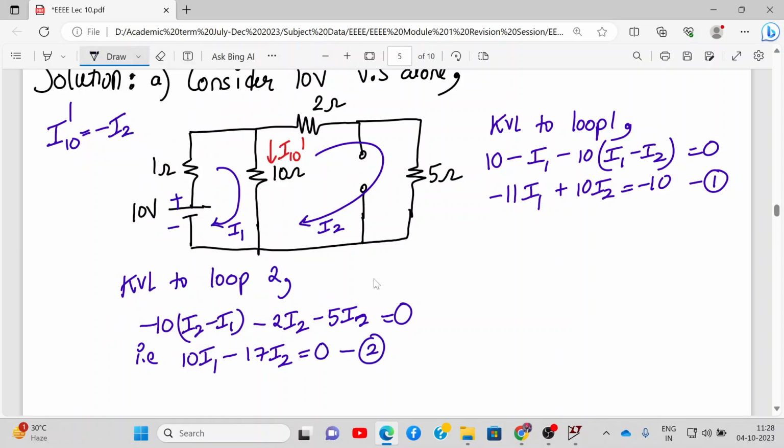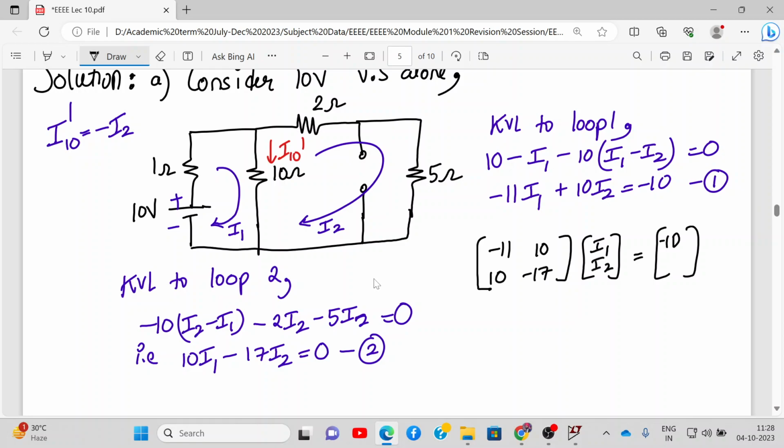So solve 1 and 2 simultaneously. Let me write it in the matrix form before that, it will be easier for you all to evaluate. So it will be minus 11, 10, minus 10, 10, minus 17, multiplied by I1 and I2, and here it will be minus 10, 0. Okay. So if you solve this simultaneously in your calculators, you will get the value of I1 as 170 by 87 amperes, and the value of I2 as 100 upon 87. All right, this is the value you will get.